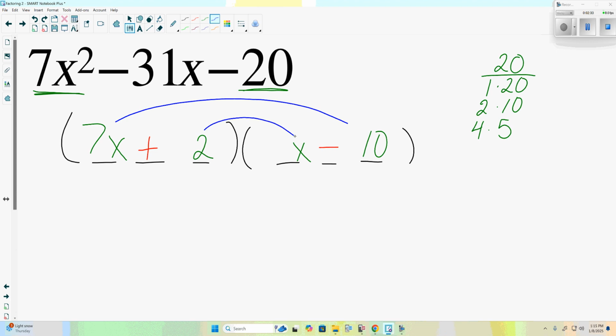And we check these here. So 7x times negative 10 is negative 70x. 2 times x is plus 2x. And negative 70x plus 2x is negative 68x. So those aren't quite the factors that we want.